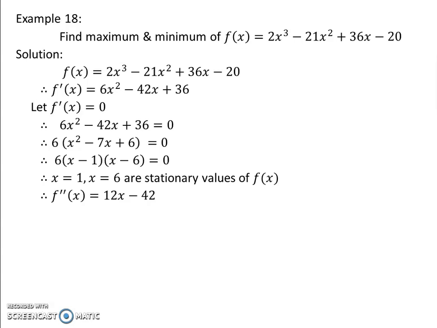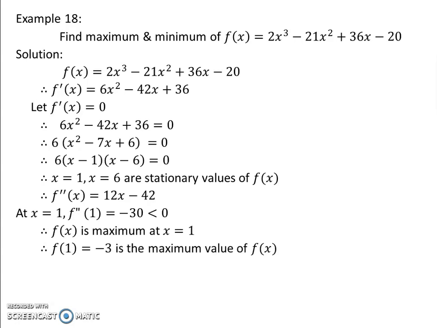Differentiate f dash of x and find its double derivative. Therefore, f double dash of x equal to 12x minus 42. So at these stationary values, we will check f double dash. At x equal to 1, f double dash of x, if you calculate, is equal to minus 30, which is negative. Hence, function is maximum at x equal to 1 and f of 1 is the maximum value. In original f of x, replace x equal to 1. Then we get f of 1 equal to minus 3.